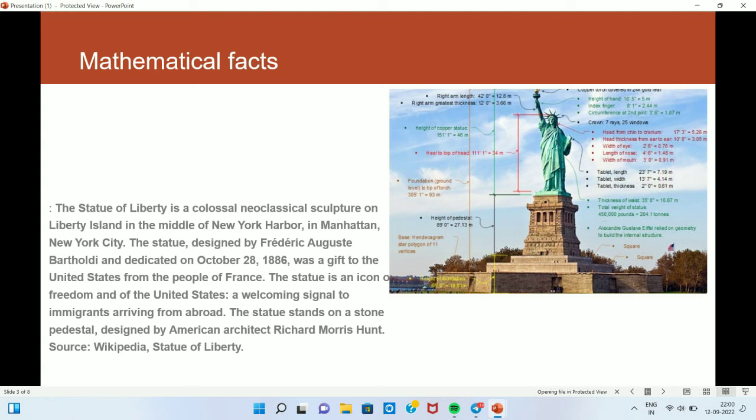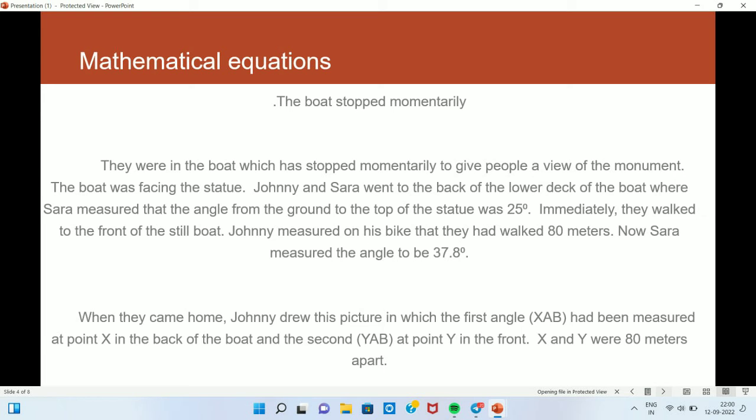Now we'll move to the next slide and discuss the mathematical equations. There will be a boat which stops near the monument to give people a view of the statue. The boat was facing the statue. Johnny and Sarah went to the back, the lower deck of the boat, where Sarah measured that the angle from the ground to the top of the statue was 25 degrees.